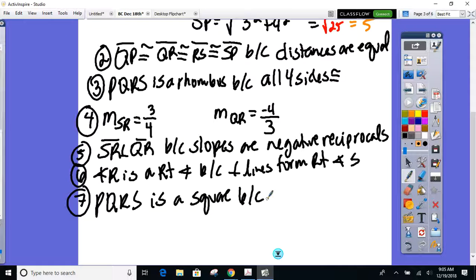All right, I'm going to turn it over to you guys. Why is it a square? You've got to say it's a rhombus. You can't just say it's got a right angle. I could show you a trapezoid with a right angle. All right, it's a square because a rhombus with one right angle implies a square.